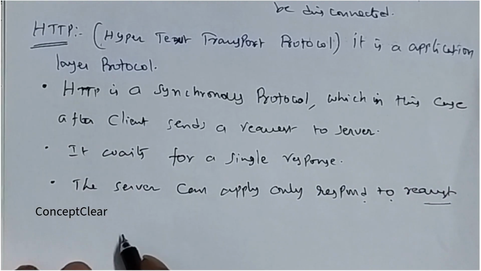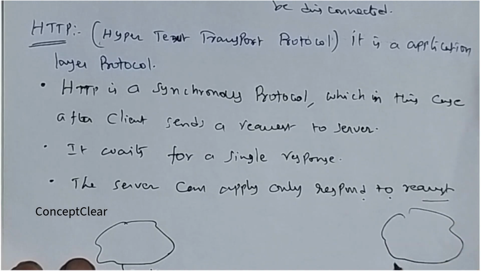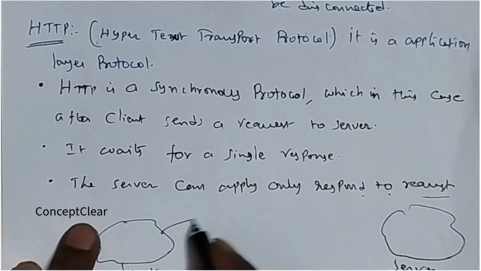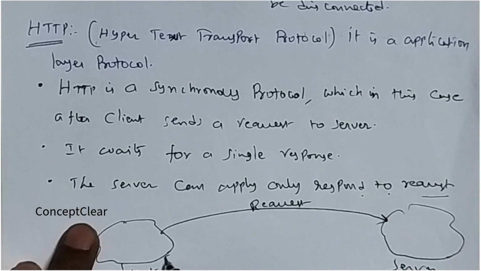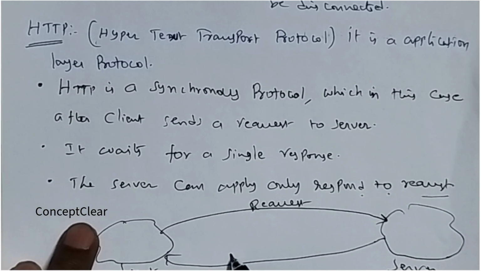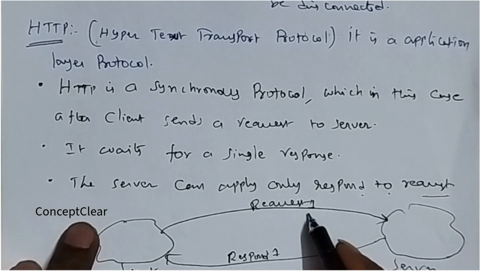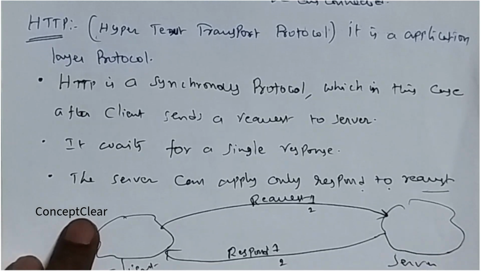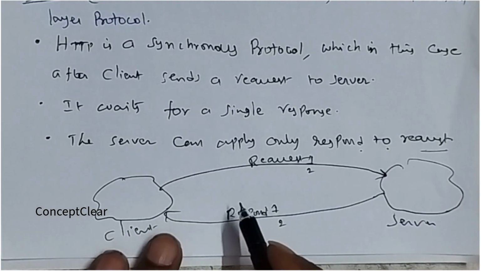Here is the client, here is the server. First, the client will send the request, and the server will send the response. First he will send the first request and the server will send the first response. After that, he will send the second request and the server will send the second response. This procedure is executed with the help of the HTTP protocol.